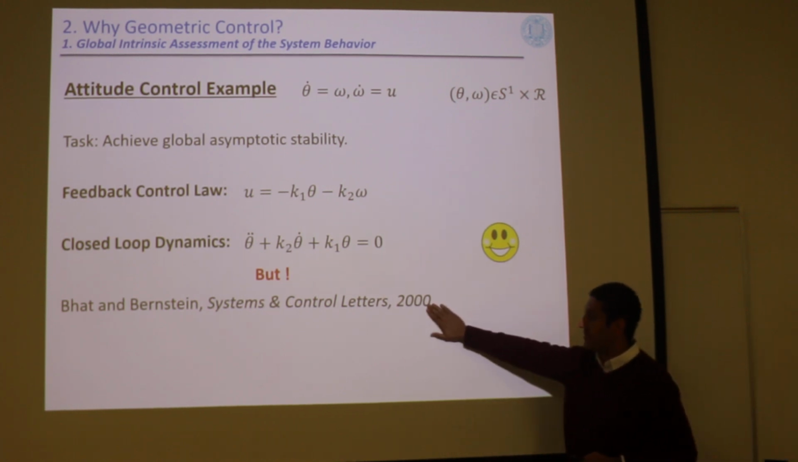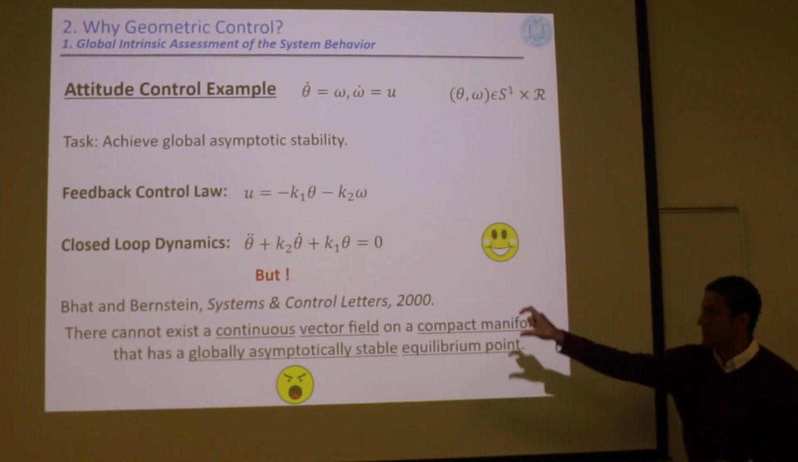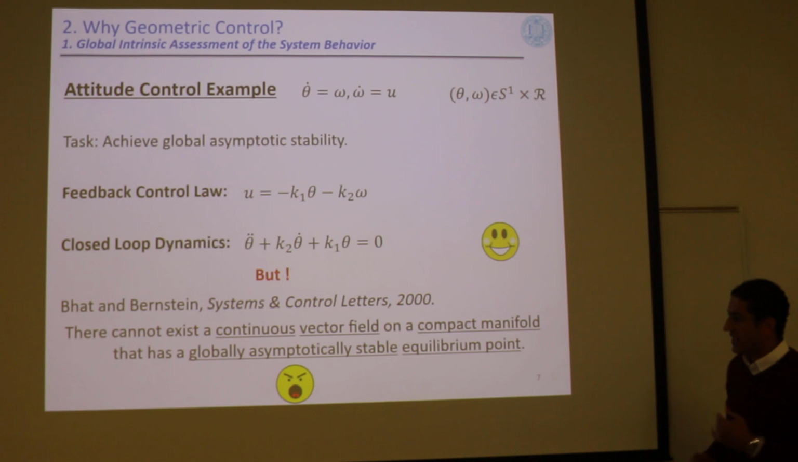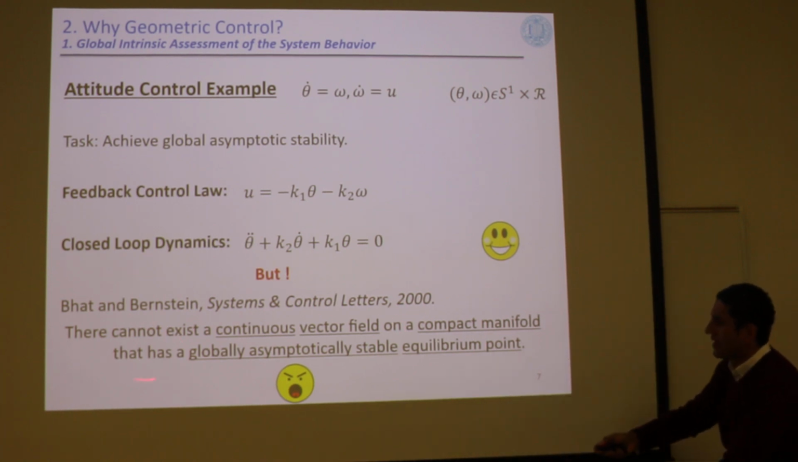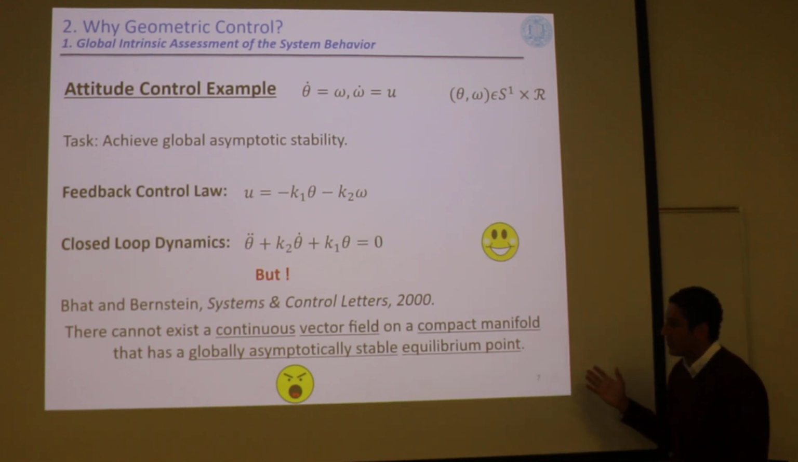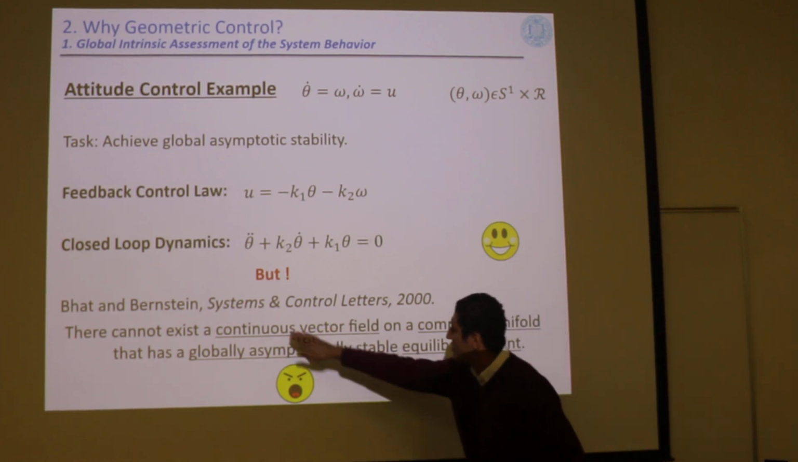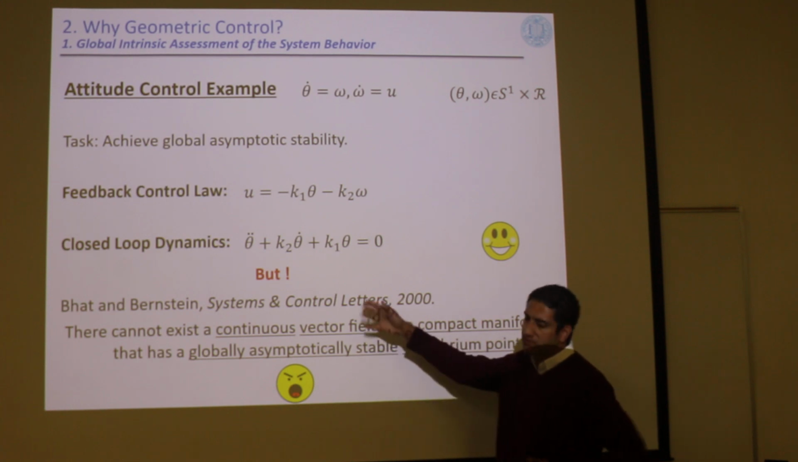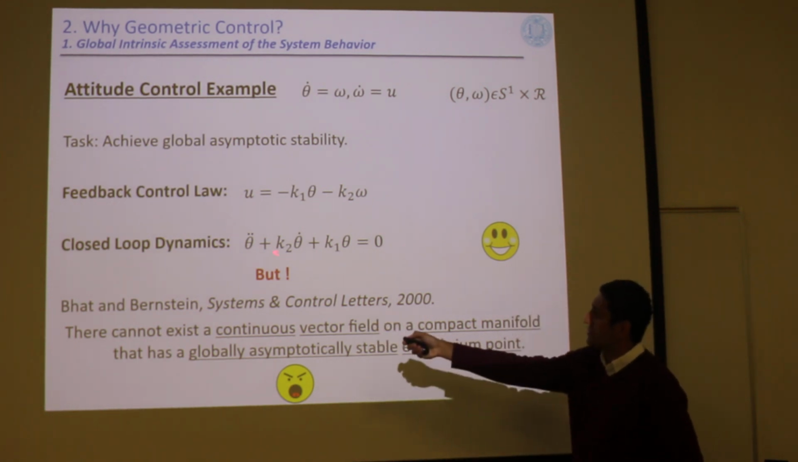Actually, this paper, using geometric control theory, tells you the following fact. This is just taken from the paper. What's that? There cannot exist a continuous vector field on a compact manifold that has a globally asymptotically stable equilibrium point. In our course, we will learn how to read this language. Let's try to interpret this. There cannot exist what? A continuous vector field. To us now, vector field means a differential equation. Okay? So a differential equation, your system here.